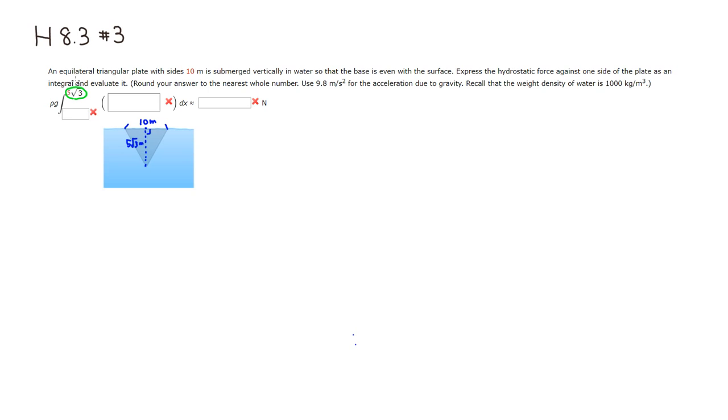All right, so I'm going to visualize the approximating rectangle at depth, maybe xi. So the width is delta x, and the depth here is xi. Alright, so let's try to find the pressure at that point.